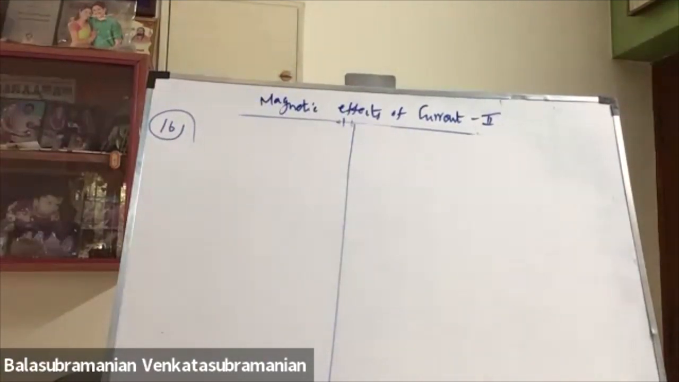An alpha particle crosses a space without any deflection. If electric field is 8 into 10 power 6 volt per meter and magnetic field is 1.6 Tesla, calculate the velocity of the particle.